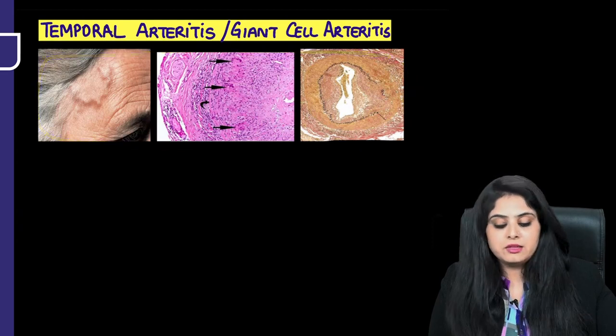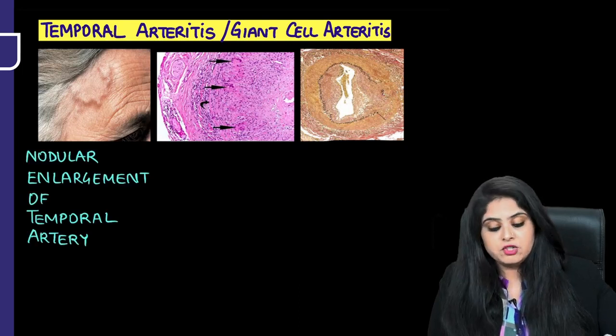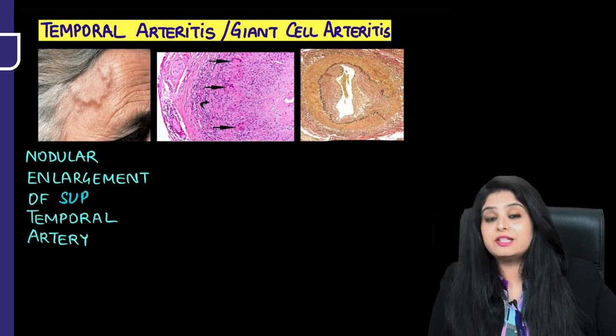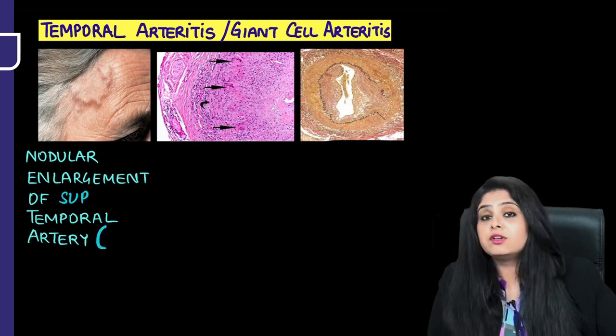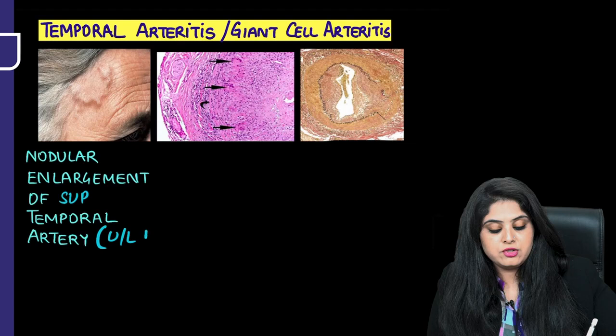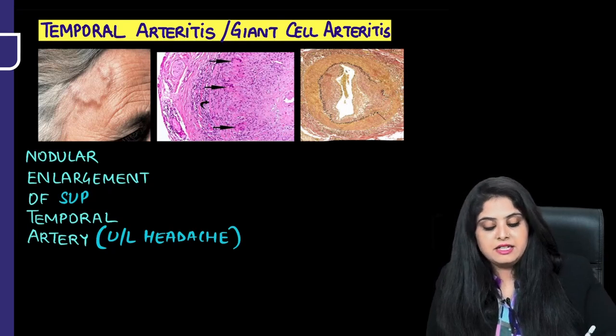Firstly, as soon as you get an image, what is this showing you? This is showing you the classical nodular thickening of the superficial temporal artery, right? Not just temporal artery, superficial temporal artery. That is the reason that my patient is going to suffer from unilateral headache, a lot of throbbing headache. So what will I do? I will take a biopsy.